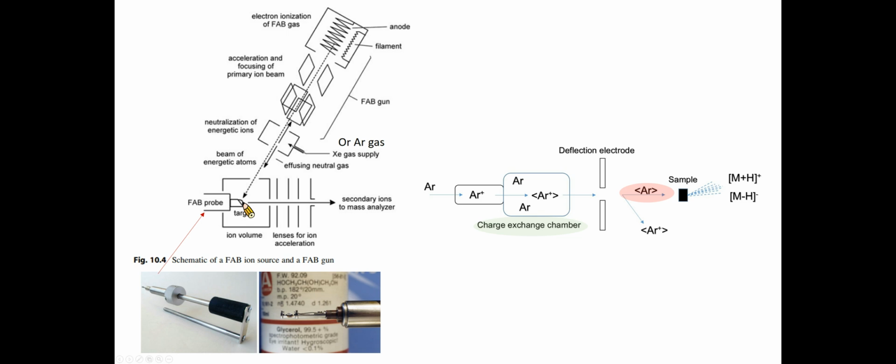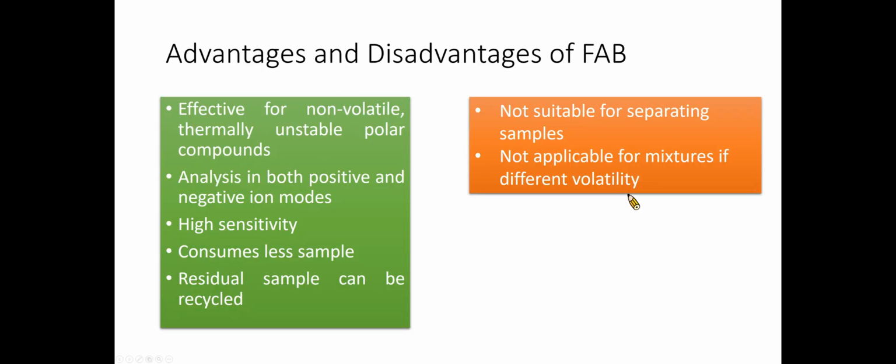Neutralization of the energetic noble gas ions is effected by a charge transfer with incoming neutrals. The kinetic energy of the atoms is mostly conserved during the charge transfer, and thus the neutrals heat the exposed surface with high kinetic energy. FAB is very effective for the analysis of non-volatile, thermally unstable polar compounds.